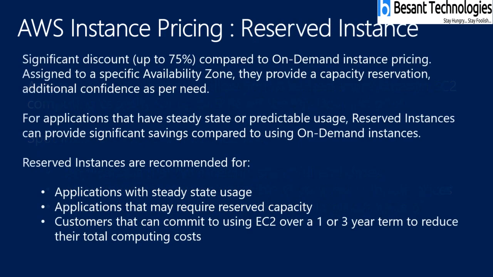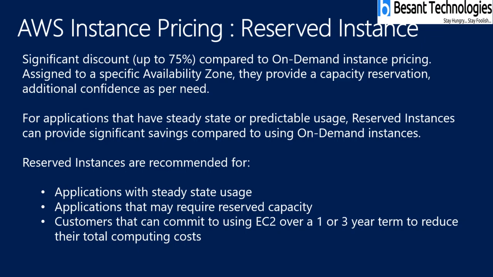Then we'll see reserved instances, their pricing and their uses in AWS. A significant discount of up to 75% compared to on-demand instance pricing, assigned to a specific availability zone. They provide a capacity reservation, giving additional confidence as per need.